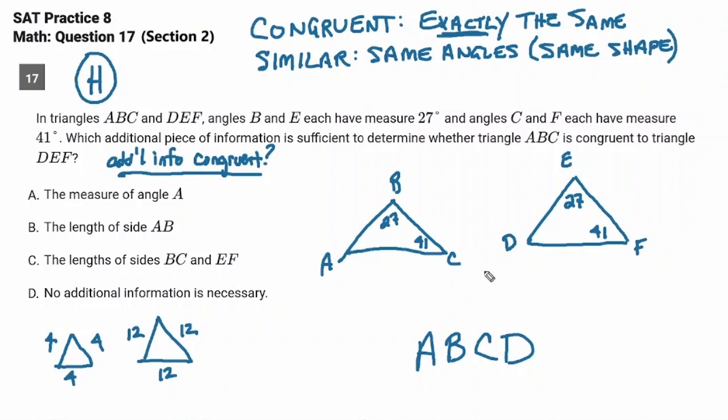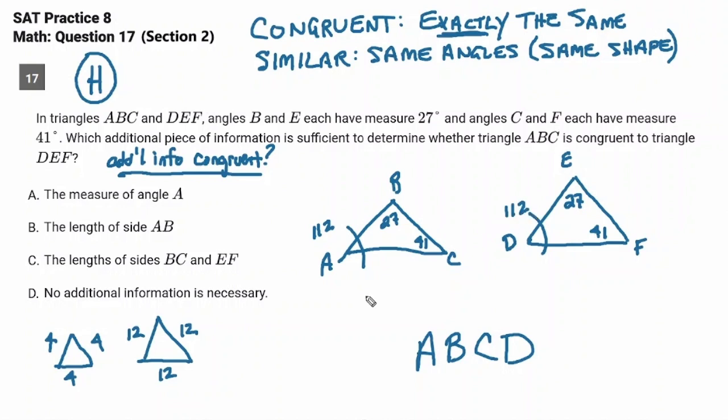Do you know anything else about these triangles? For example, you know there's 180 degrees in both of them, right? You know there's 27 here, 41 here. Could you figure out how many degrees are here just with the information that we have? And of course you could. You're going to take 180 and then you're going to take 27 away, then you're going to take 41 away. And when you do that, you're going to get 112 degrees.